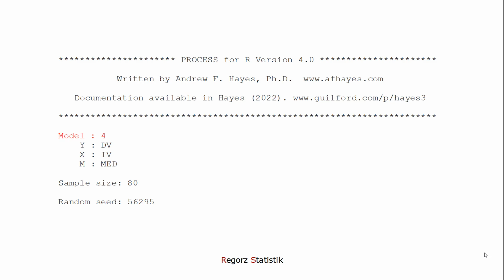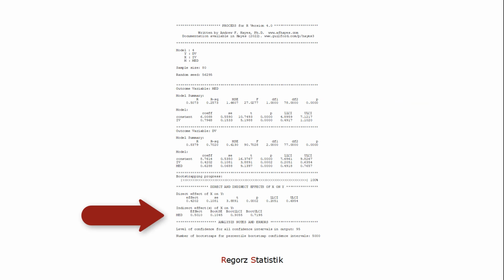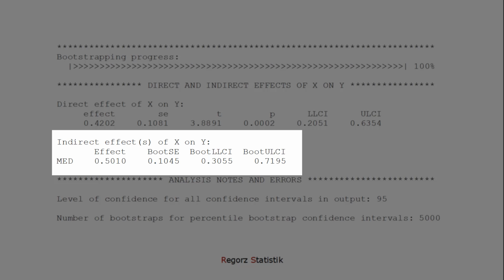Within 60 seconds, I will show you how to interpret process model 4, a simple mediation analysis. The key information is down here: indirect effect of X on Y. This is an unstandardized regression weight for the indirect effect. We don't get a p-value, instead we get a bootstrap confidence interval. If the confidence interval does not include zero, as in this example, only then we have a significant indirect effect, a mediation.